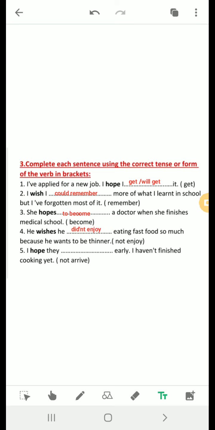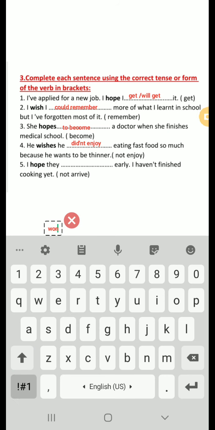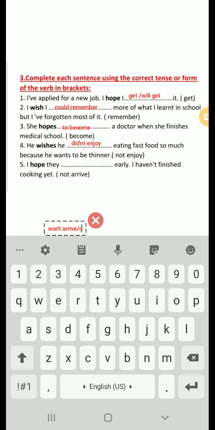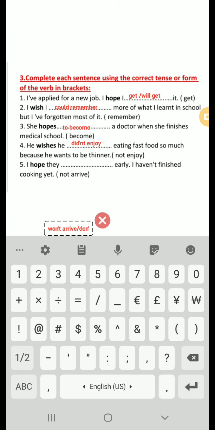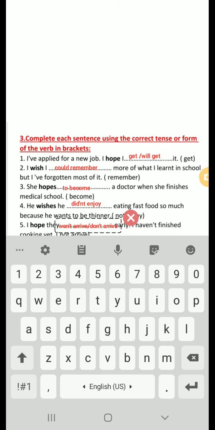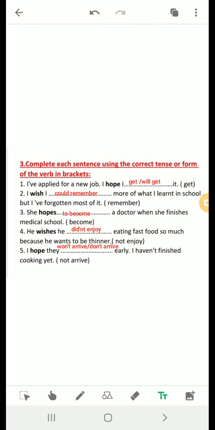Now number 5 and the last one. I hope they. After hope we use subject and then we have the verb with not. So will not, won't arrive, or also present simple, don't arrive. The two answers are correct. I hope they won't arrive early or don't arrive early. I haven't finished cooking yet.